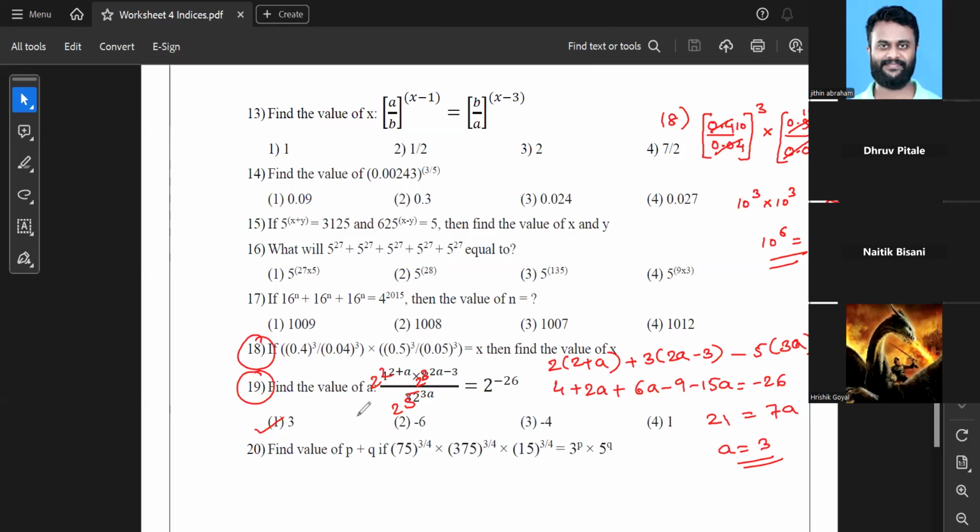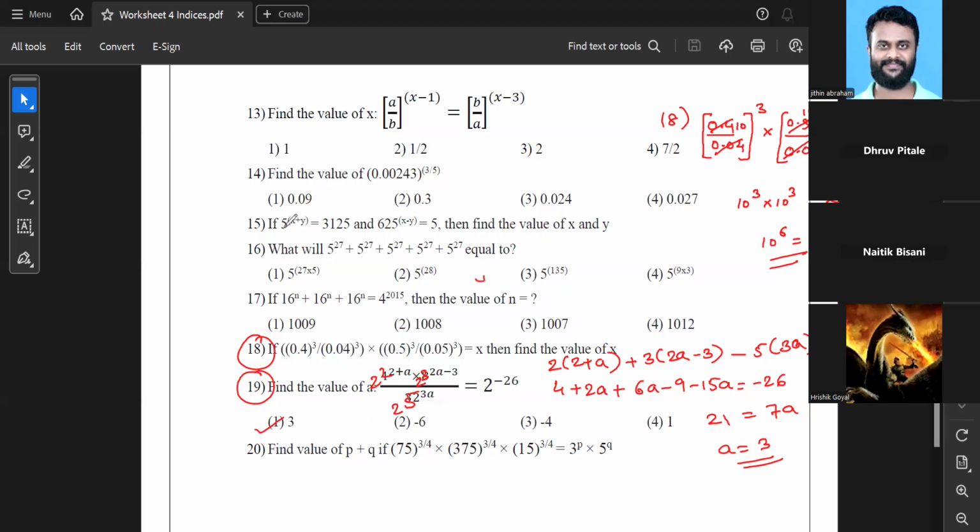Sir, why is it that when we have to move from RHS to LHS or LHS to RHS, we change the sign? Minus becomes plus, plus becomes minus. Now, how can I say that? It is basically a universal rule. The reason behind it is this.